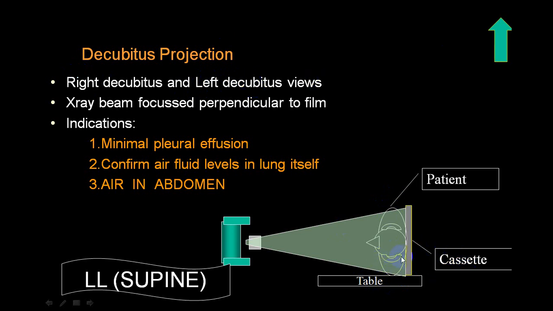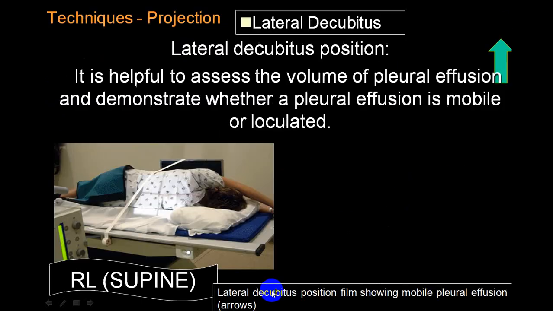So any pathology on the left side, or sometimes only air on the right side, can also be identified by this. Mainly it is utilized for minimal effusion, hydropneumothorax, or what we call air and fluid levels, or sometimes even in a case of a pneumoperitoneum. If you want to identify, you can go for lateral decubitus postures.